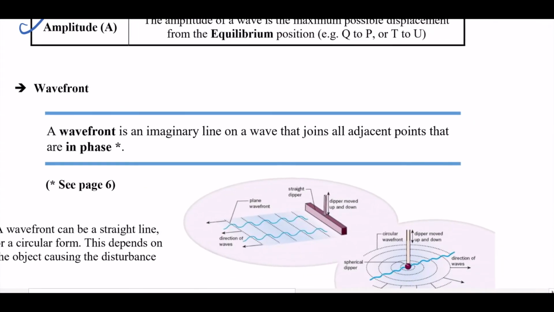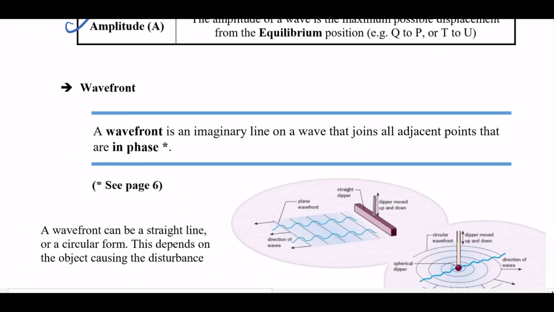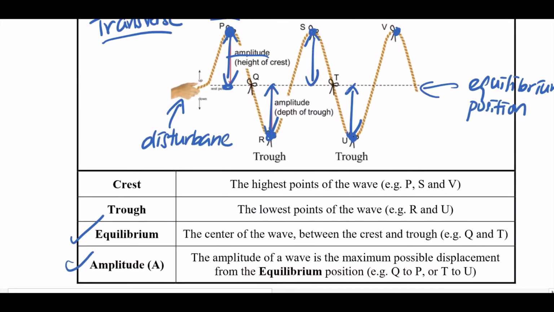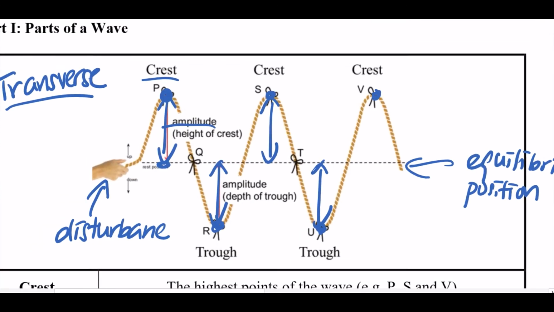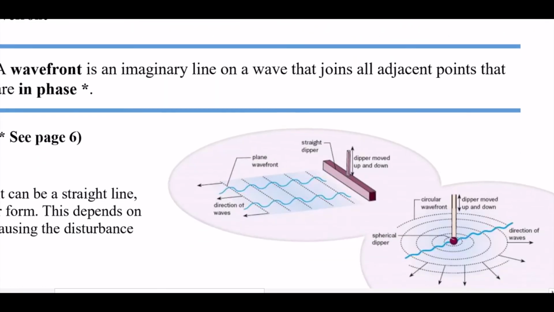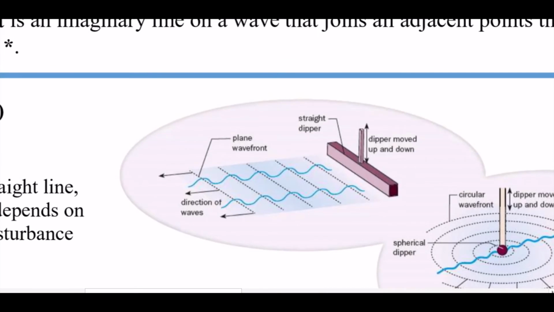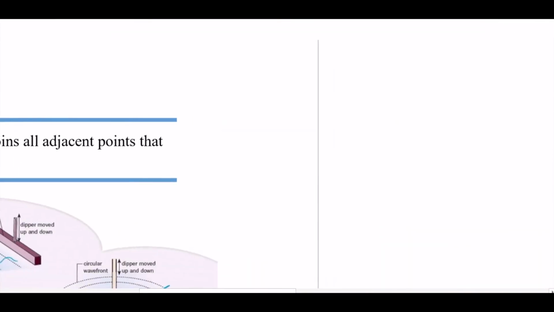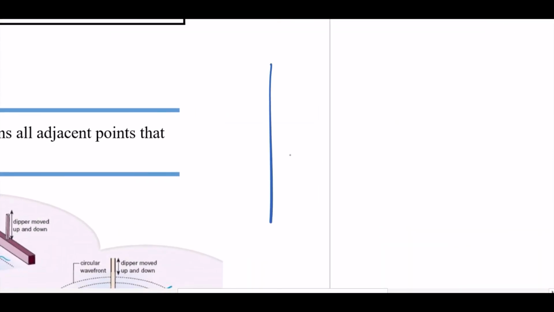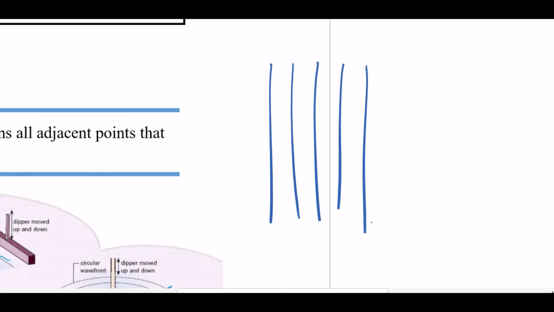So next, wavefront. If you look at a water wave, you don't really see the wave as a whole. It's like this, but this is only when you see it from the side view. If you look from the top-down view, what you will actually see are lines, something along this line. This is how you will see a wave.